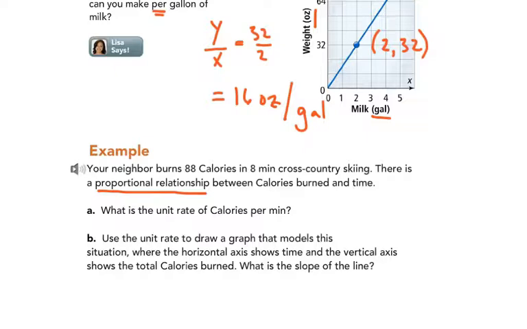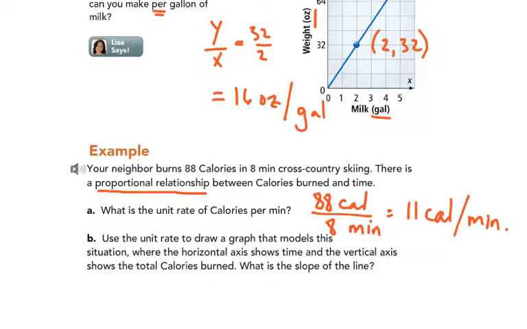So 88 calories over 8 minutes would equal 11 calories per minute, and that's the unit rate.